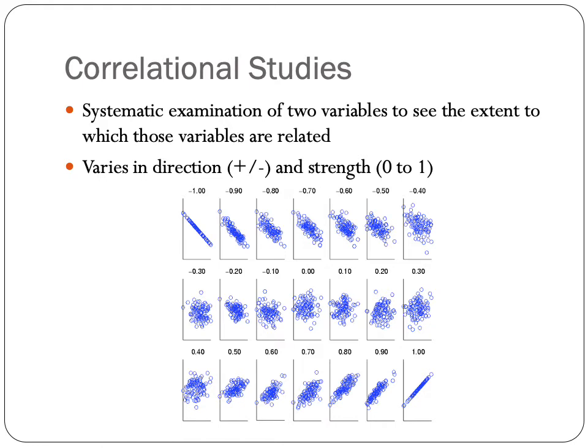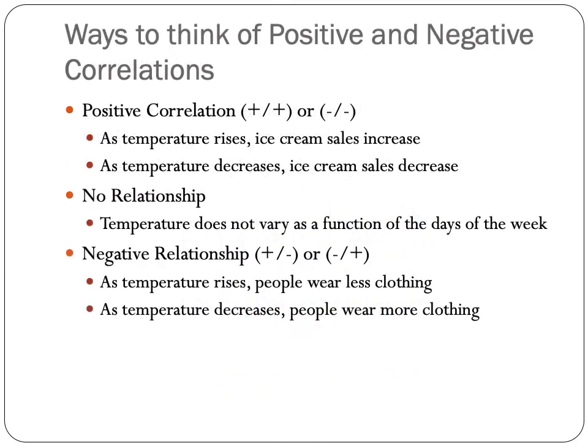Now, there are certain ways that you guys need to think of correlations, right? And specifically positive and negative correlations, right? Positive correlations mean that the direction is the same for everything, right? And so as temperature rises, ice cream sales increase. As temperature decreases, ice cream sales decrease, right? They are the same direction. As X increases, Y increases. As X decreases, Y decreases, right?